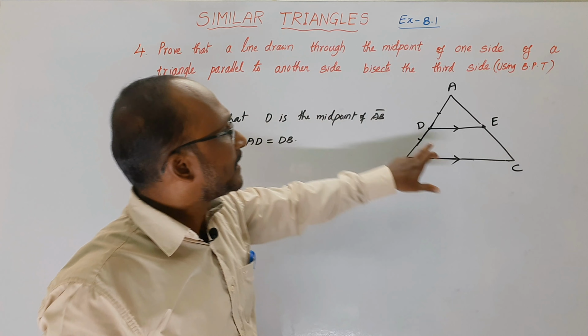Students, now let us see the third problem in exercise 8.1. In the given figure, DE is parallel to AC and DF is parallel to AE. Prove that BF by FE is equal to BE by EC.